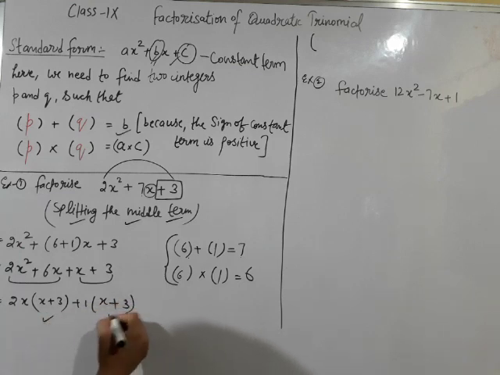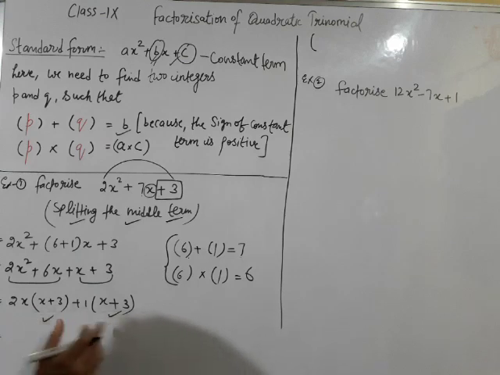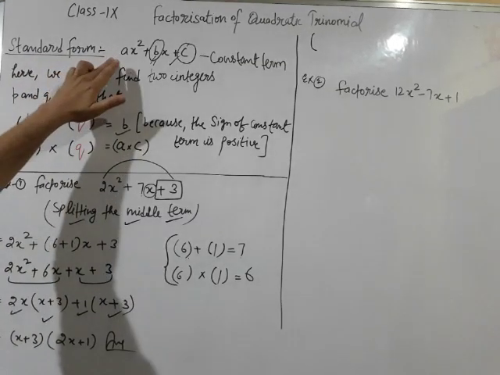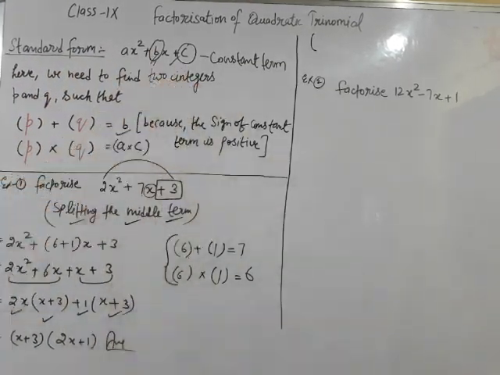Now we have x plus 3 and x plus 3, common from both the factors. So x plus 3 is common. What is left? 2x plus 1. So we will write 2x plus 1. This is the required answer. In this way, we have factorized a quadratic trinomial.